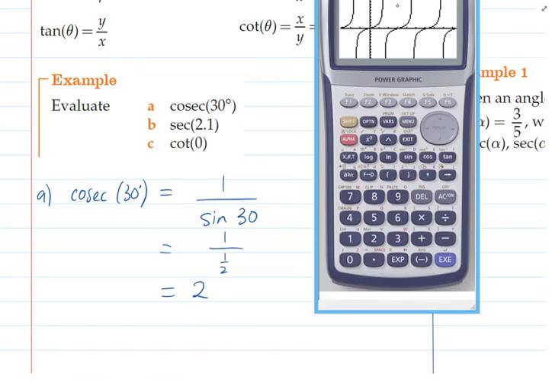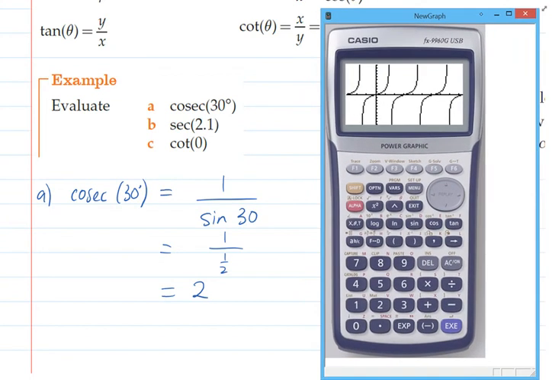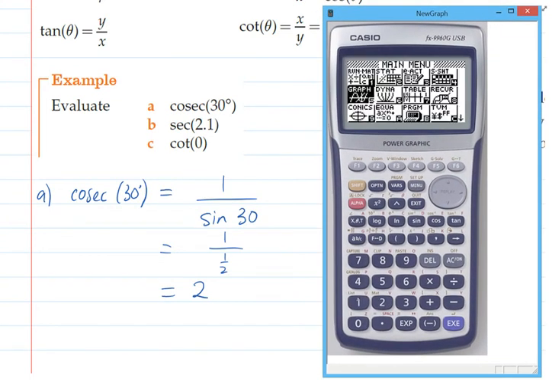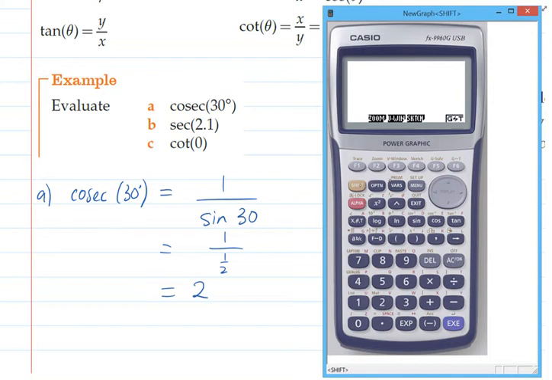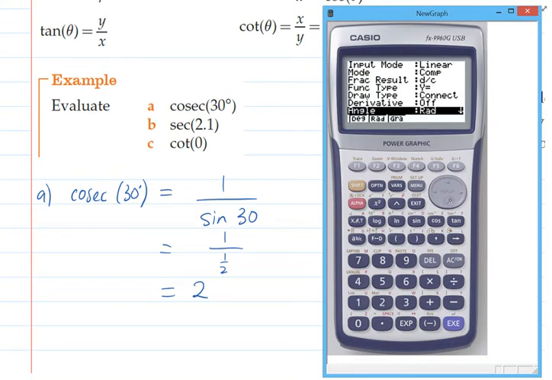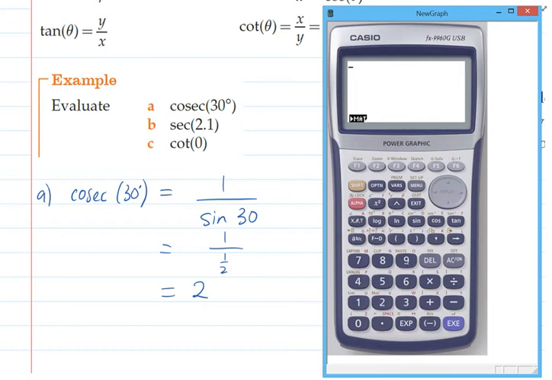If we go into run mode, because this is in degrees, we'll make sure we're in degrees. So we're in degrees, and we'll go sine 30. That gives us a half. We can do 1 divided by our answer, and that gives us 2. Alright, so that's another way of doing it.